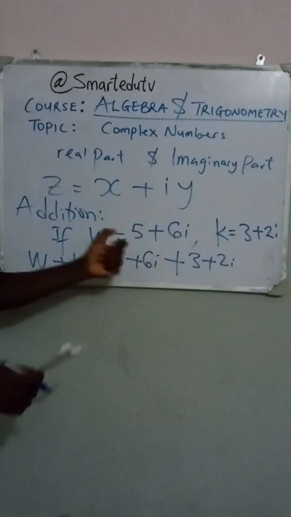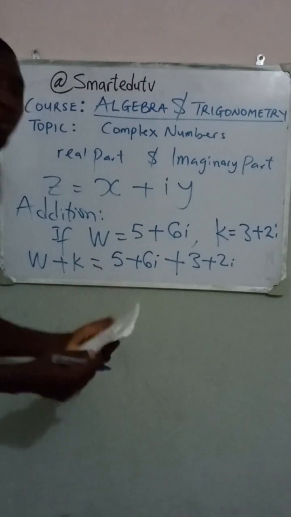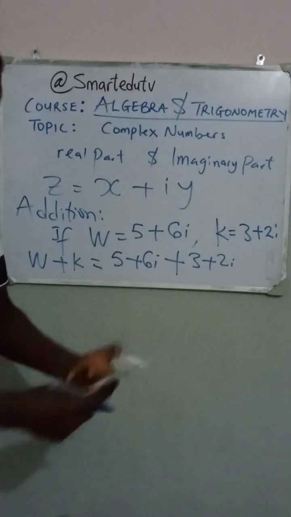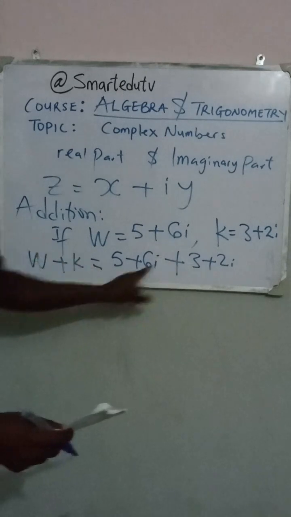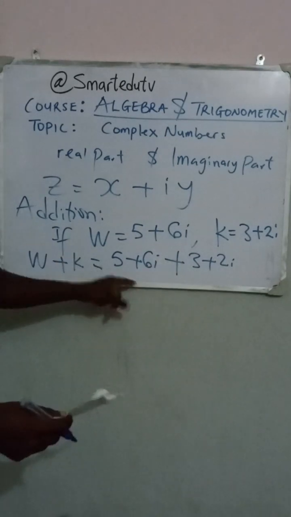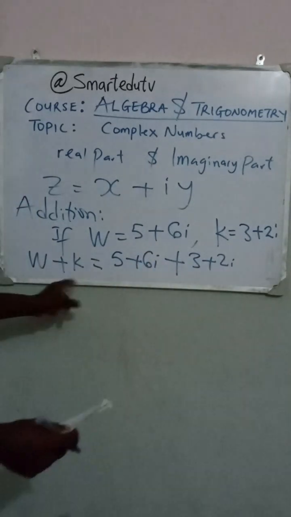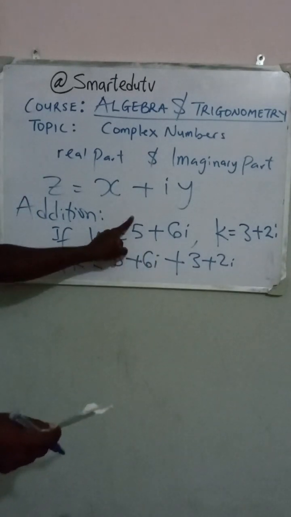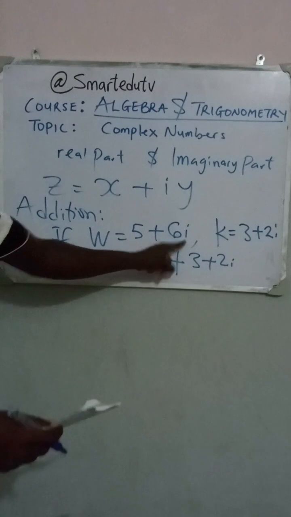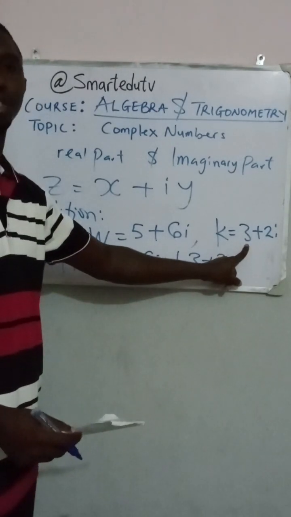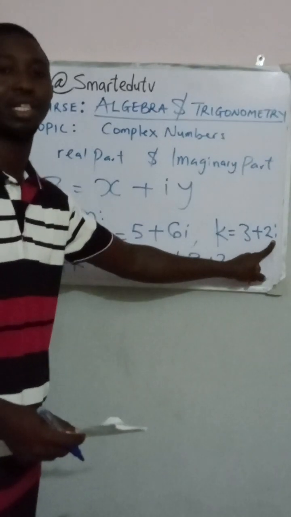Adding the two of them together, it simply means that I'm going to add them in such a way that the real parts, we add each other, and the imaginary parts we also add each other. For w, the real part is 5, the imaginary part is 6. For k, the real part is 3, and the imaginary part is 2.